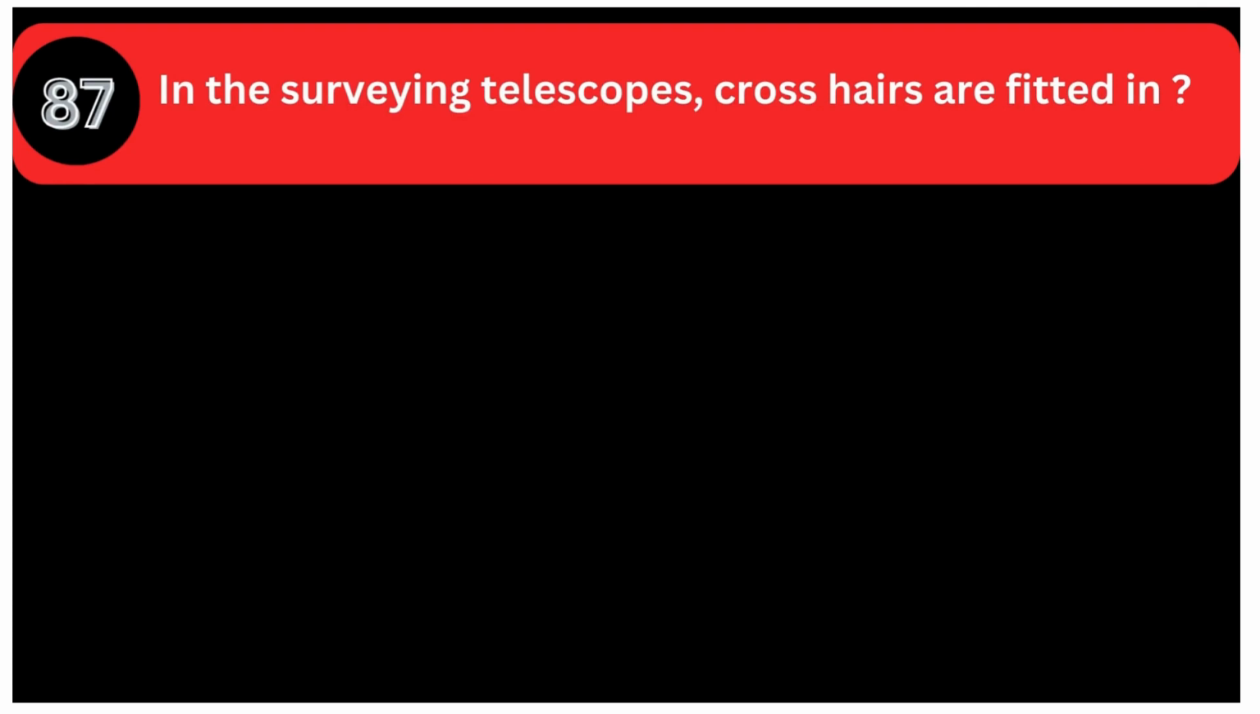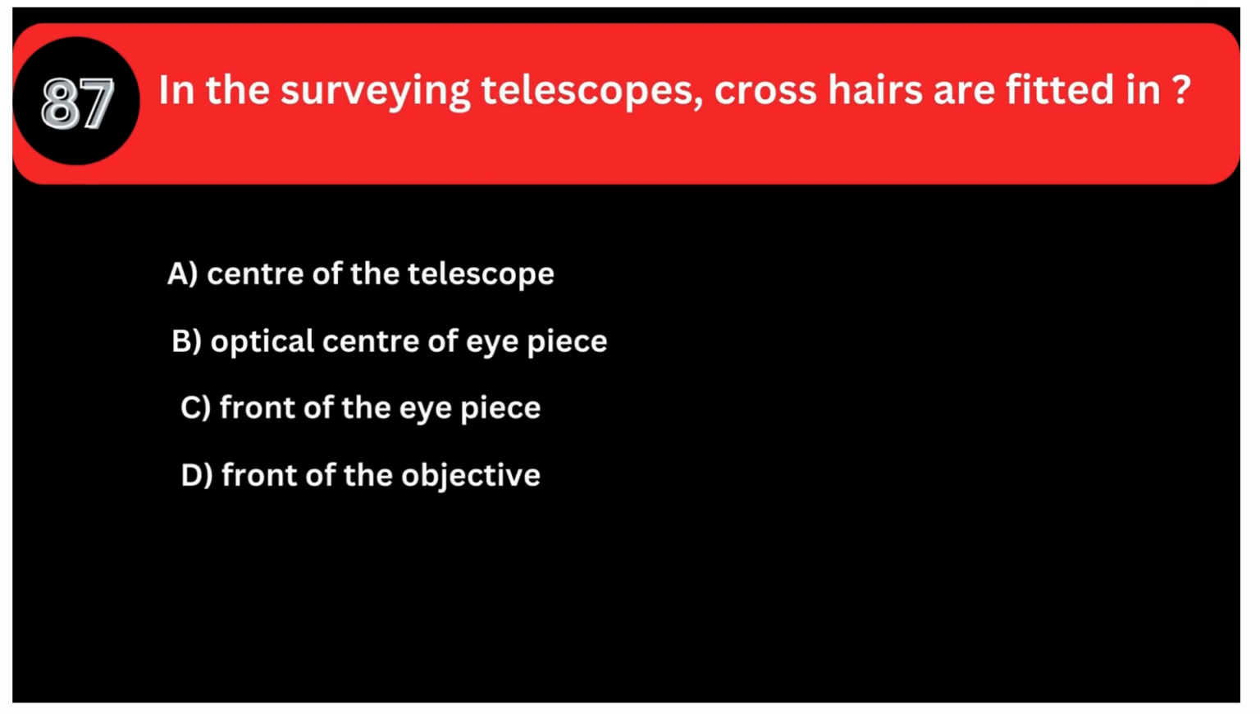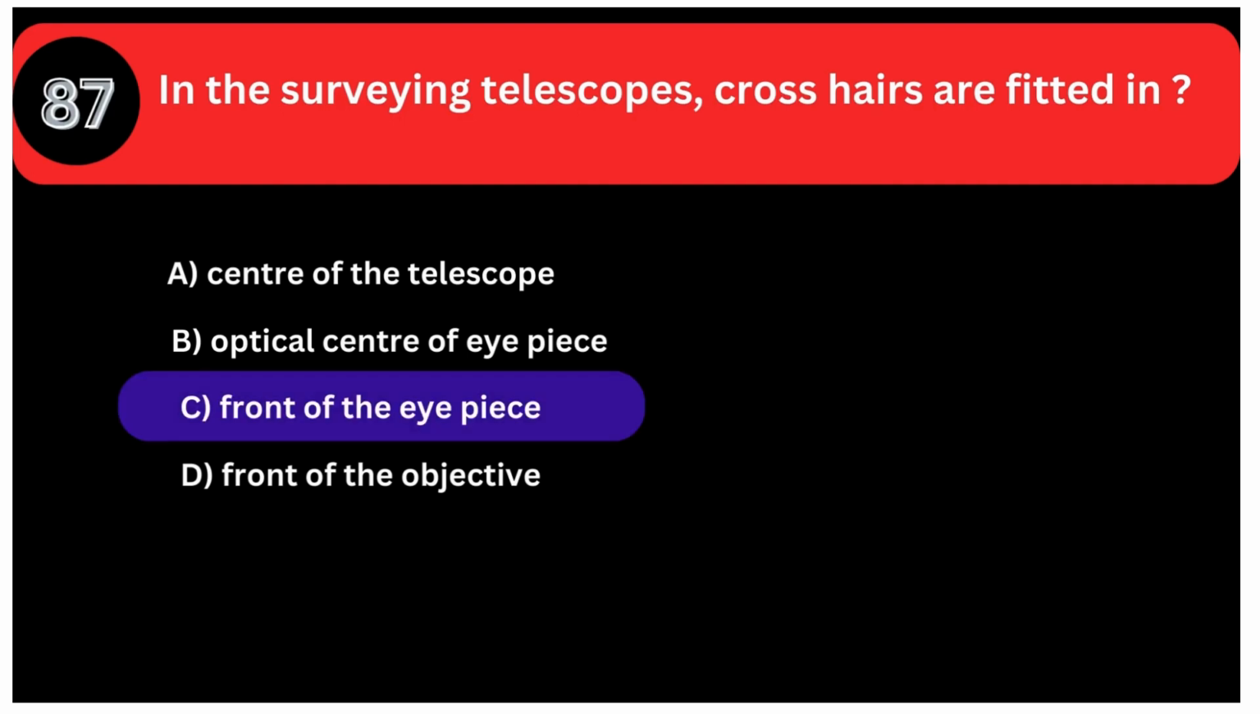In surveying telescopes, crosshairs are fitted in. Options A. Center of the telescope. B. Optical center of eyepiece. C. Front of the eyepiece. D. Front of the objective. Answer C. Front of the eyepiece.